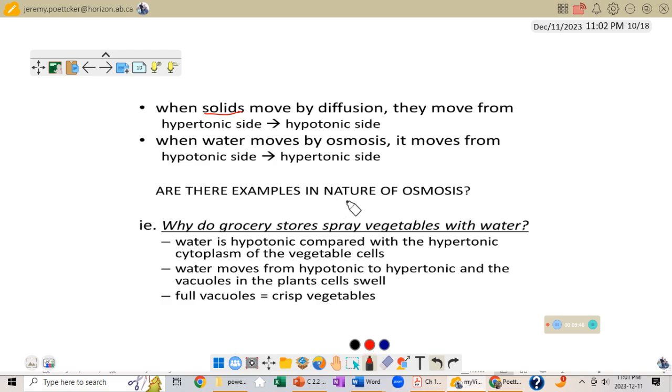Are there examples of osmosis in nature? Well, yes. Not that a grocery store is necessarily nature, but this is one example of what's going on here. Water is hypotonic compared with the hypertonic cytoplasm of vegetable cells. If we were to spray vegetables with water, water moves from hypotonic to hypertonic. Vacuoles, central vacuoles especially in the plant, swell. Full vacuoles mean crisp vegetables, meaning not floppy and soggy vegetables, meaning vegetables we want to eat.